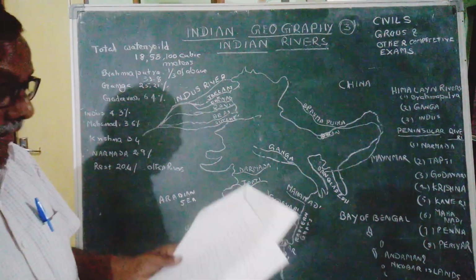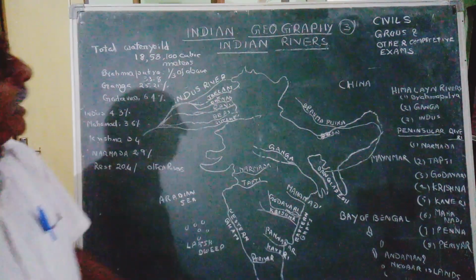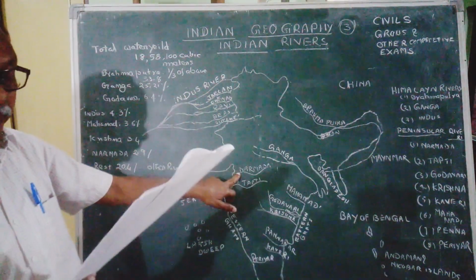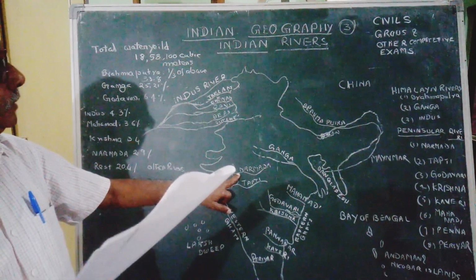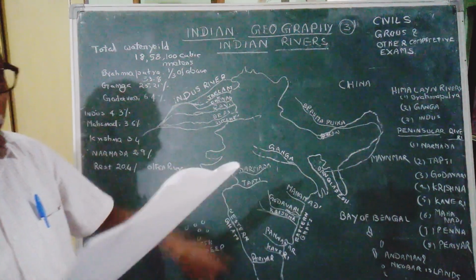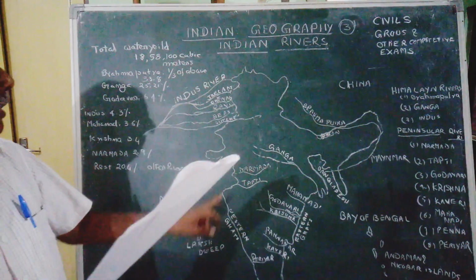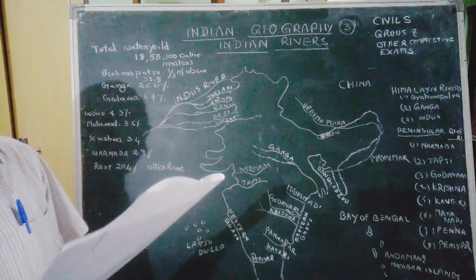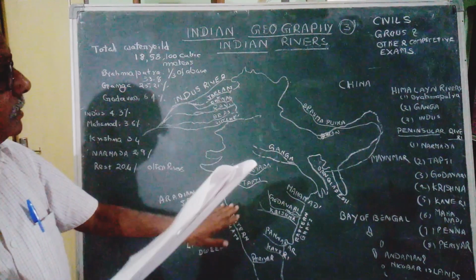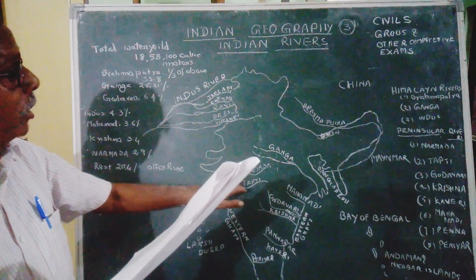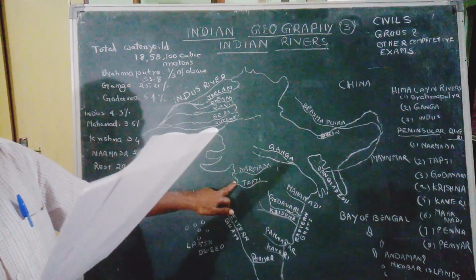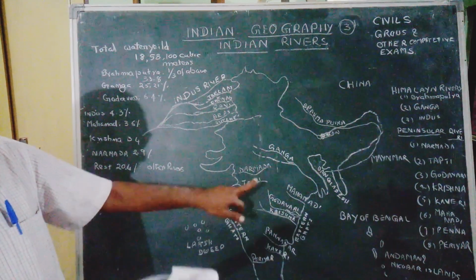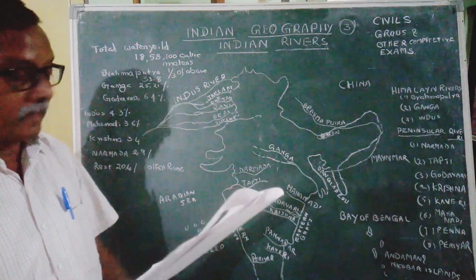The river Narmada. The Narmada river is born in Madhya Pradesh, in Amarkantak plateau, flows into the rift valleys of Vindhya and Satpura hills, and it is the largest west flowing river in India. It flows through Madhya Pradesh, Maharashtra, and Gujarat states.